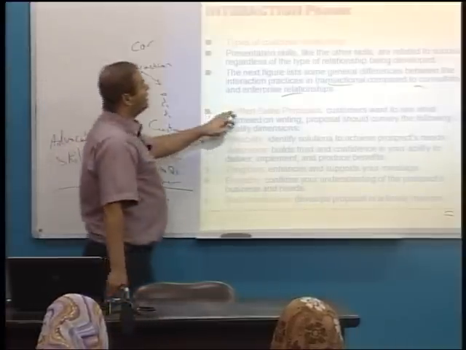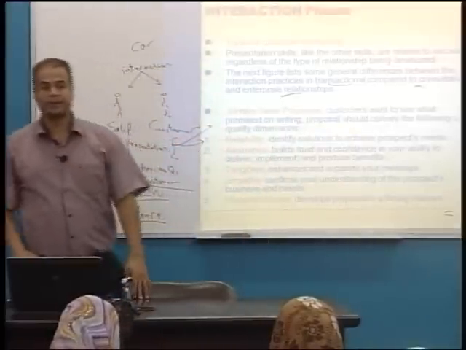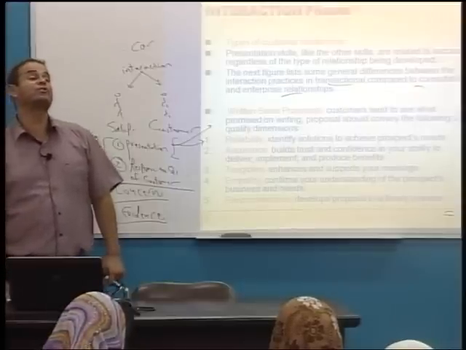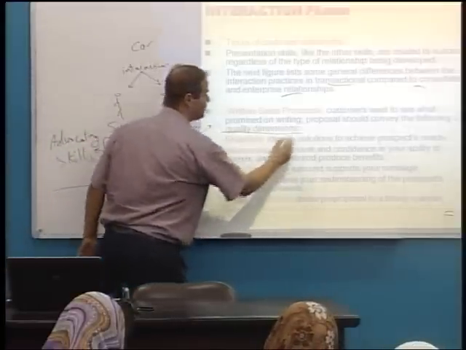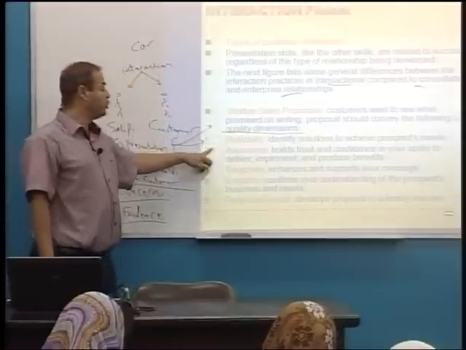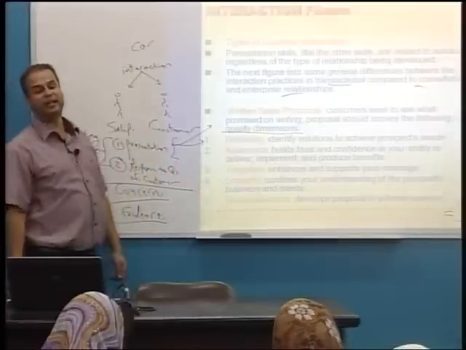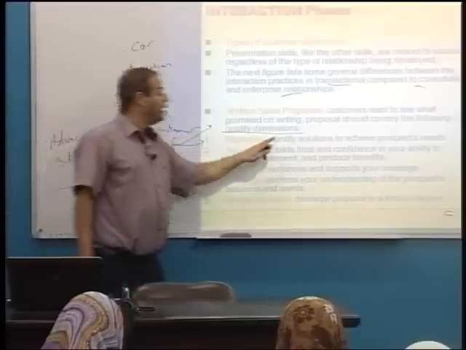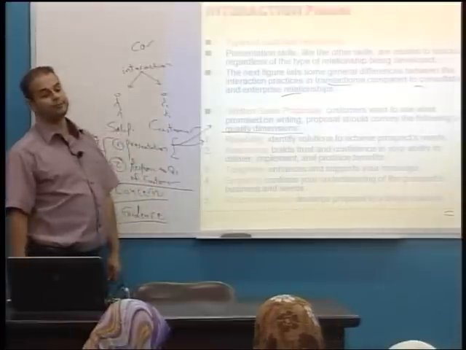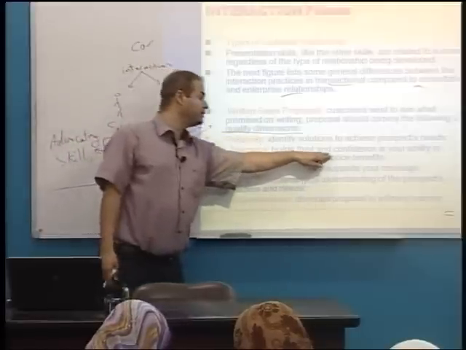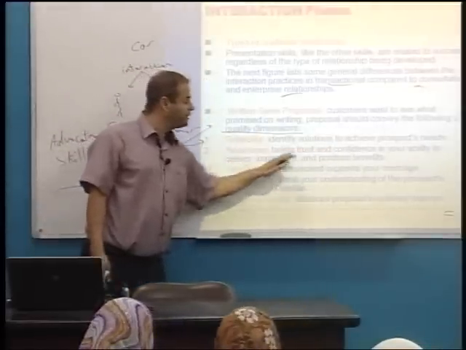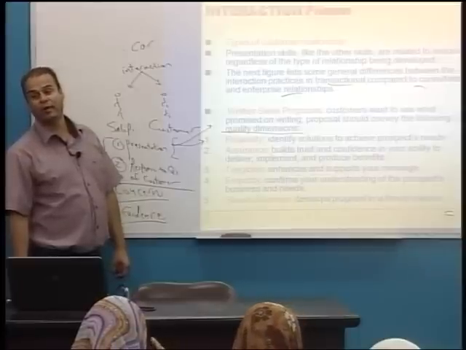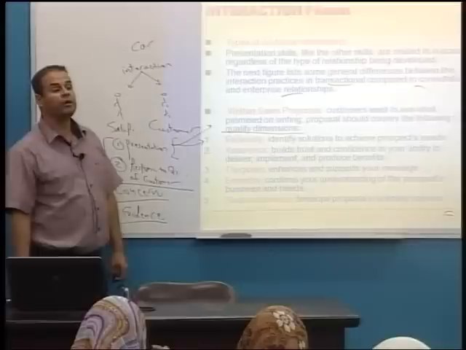Go on. Any written sales proposal which we would like to offer for our prospects to buy something should and must enjoy 5 dimensions of quality. The 5 dimensions of quality are: number 1, reliability; number 2, assurance; tangibles; empathy; and finally, responsiveness. Let's begin. Our written proposal must be reliable, means it must identify solution to achieve a prospect's needs or problems. When we are saying assurance, we must be able to build trust and confidence in your ability to deliver, implement, and produce benefits. So any benefits which we are going to promise or offer in our presentation should be documented on a written proposal.